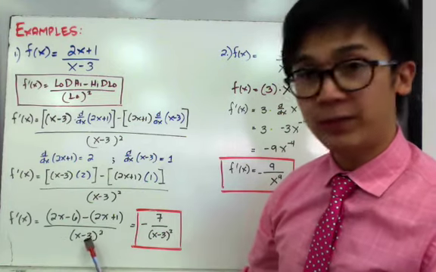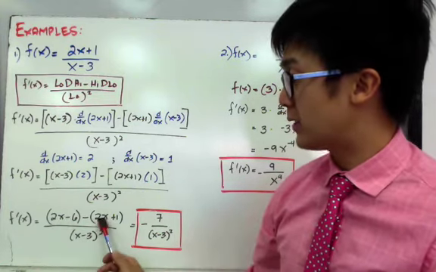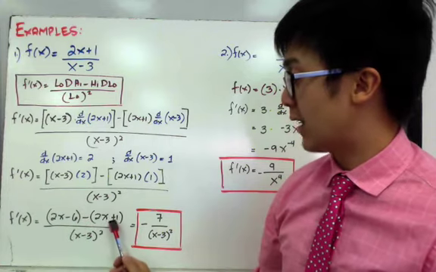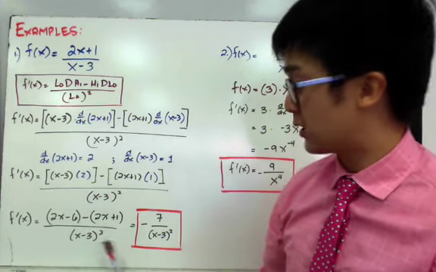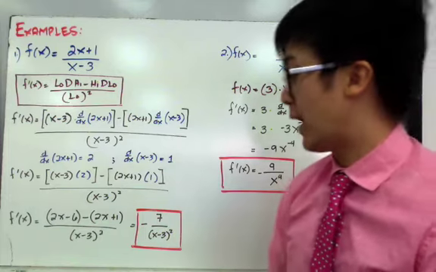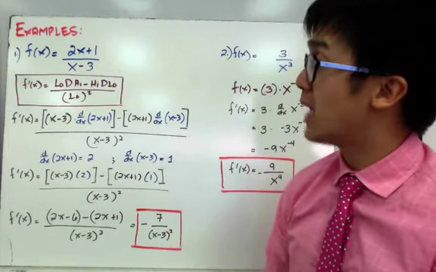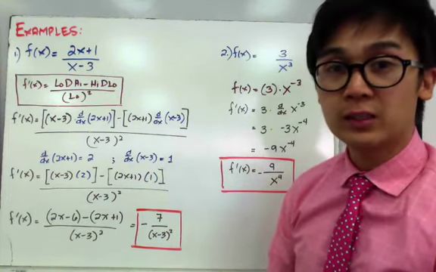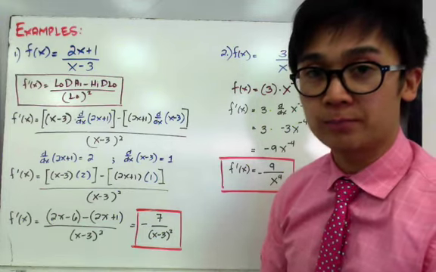And by further simplifying it, we can eliminate 2x and combine negative 6 and 1 by subtraction, giving us negative 7 all over x minus 3 squared. So that's how we use the quotient rule in finding the derivative of your rational function.